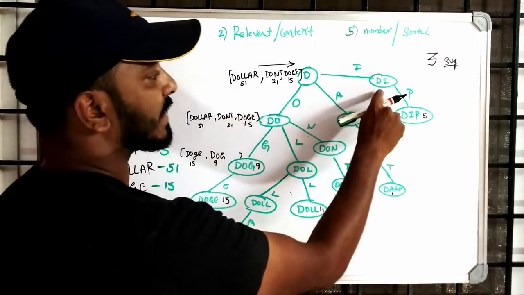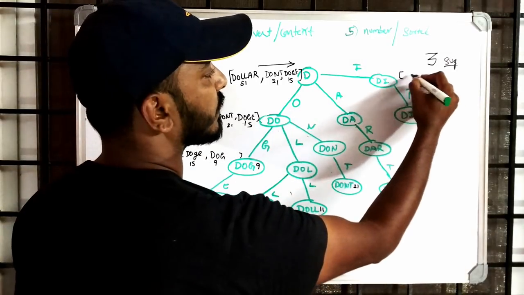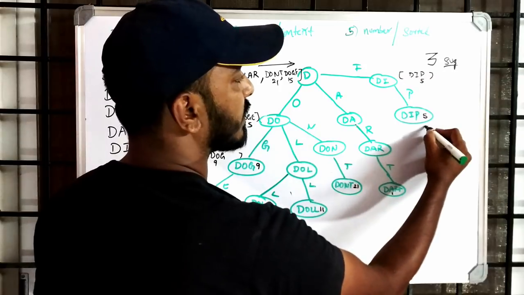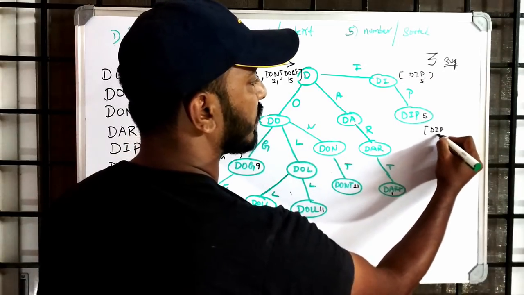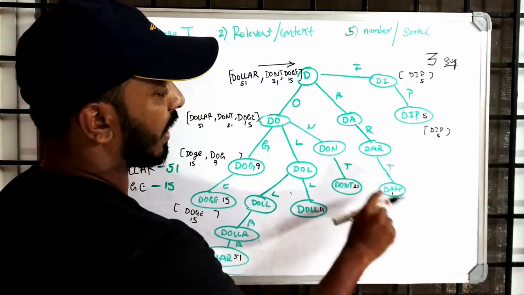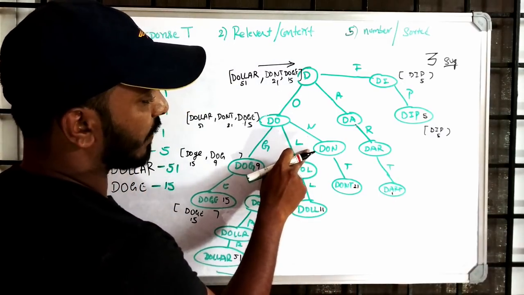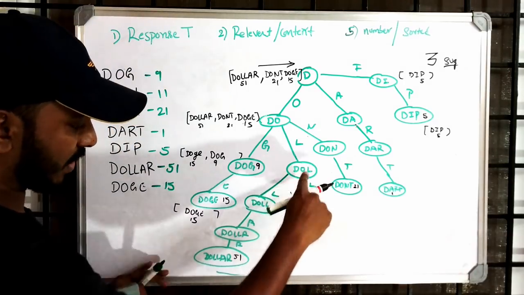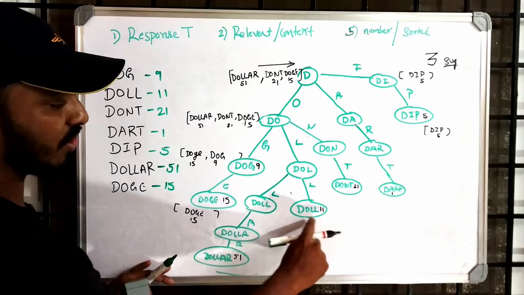So similarly, calculate for each and every node. So in this case, we get dip with rank 5. In this case also, dip with rank 5. So in this case, what do we get? We get only dart. In this case, we get only don't. In this case, only don't. In this case, what we get is dollar with 51 and dollar with 11.